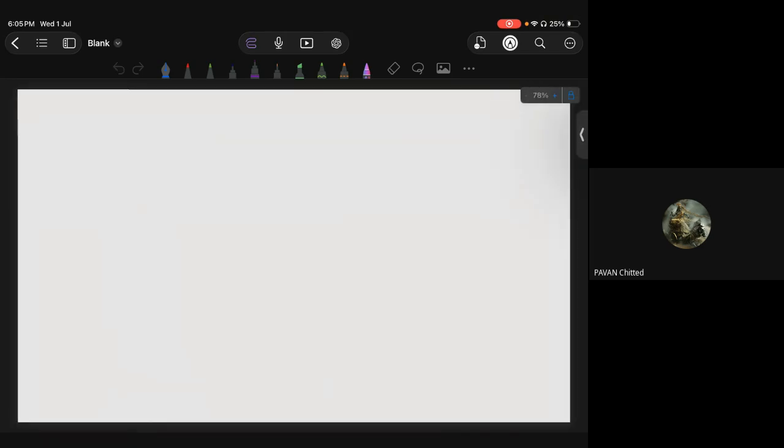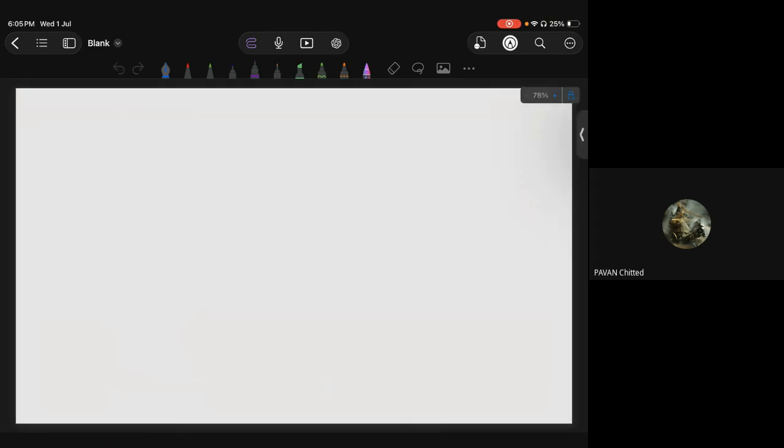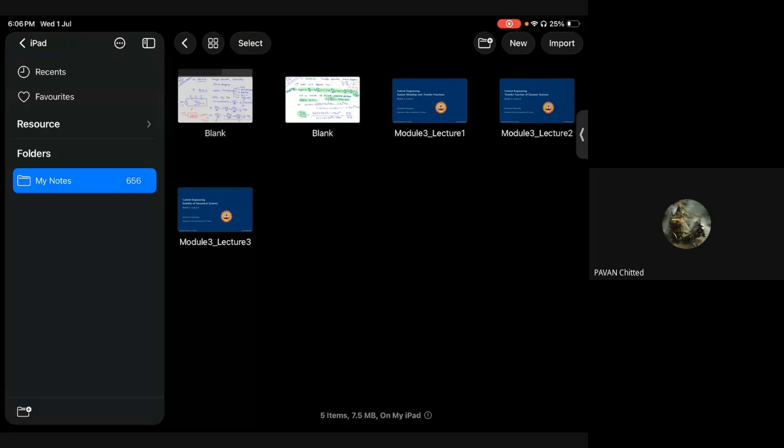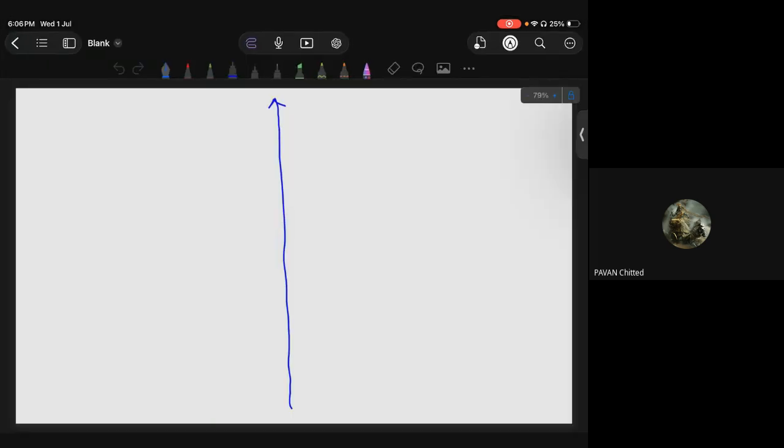Let us draw the overall picture. So what I'll do is, before going to this example, let me define what is stability. Then we can go back to that.